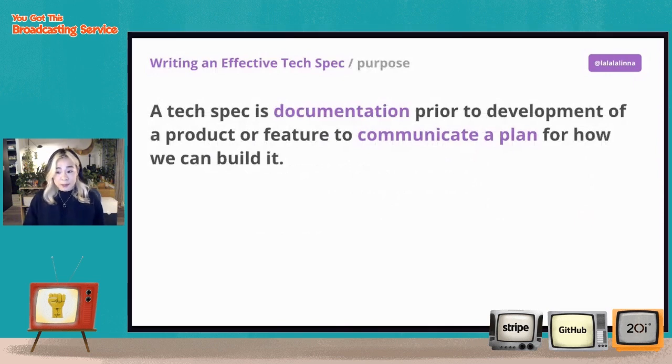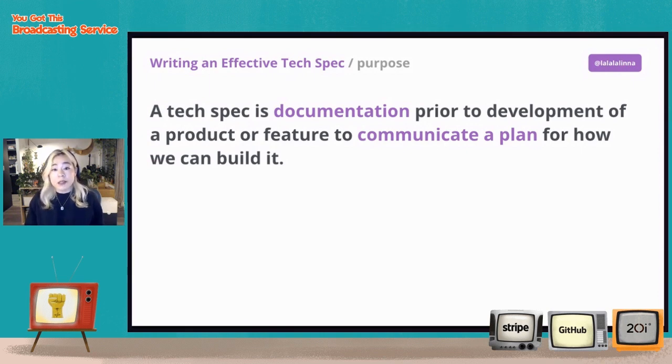So a tech spec is documentation that you write prior to development of a product or feature to communicate a plan for how we can build it. So the key word here is communicate. That implies that there are multiple people involved. We're not just writing this for ourselves.